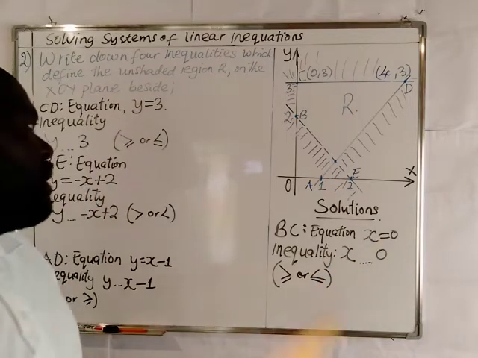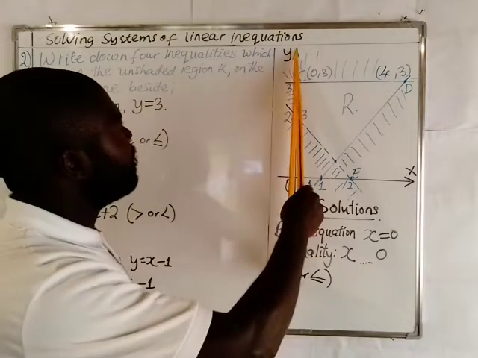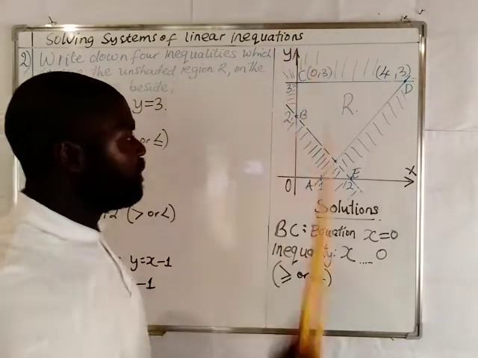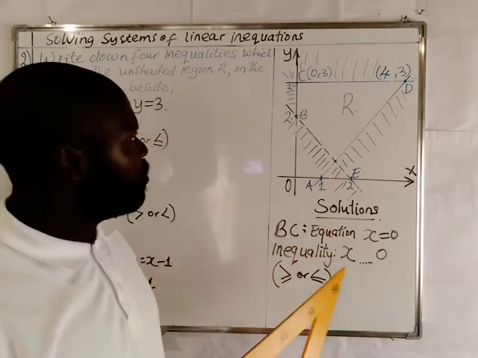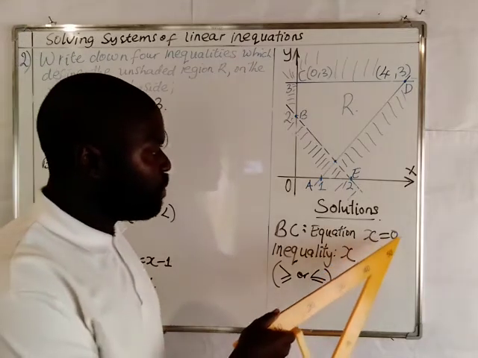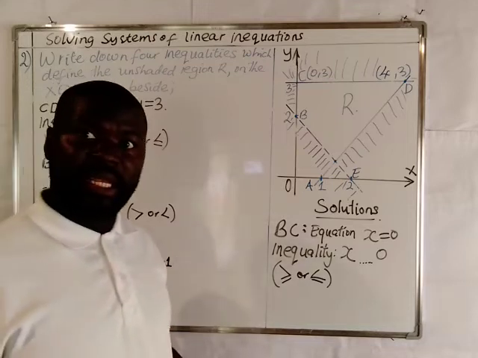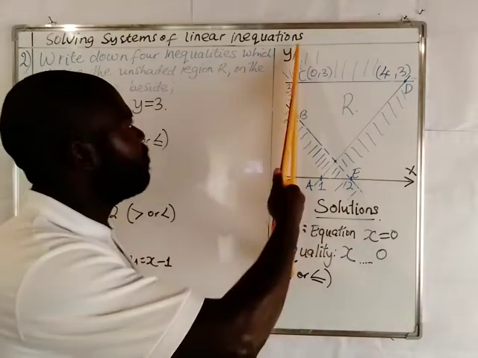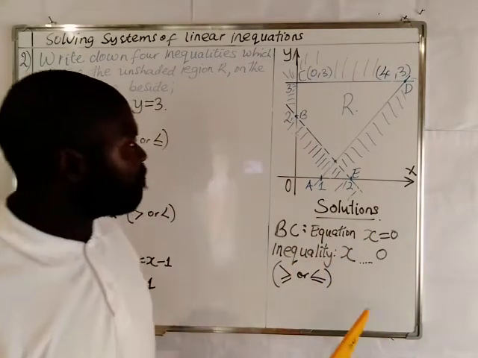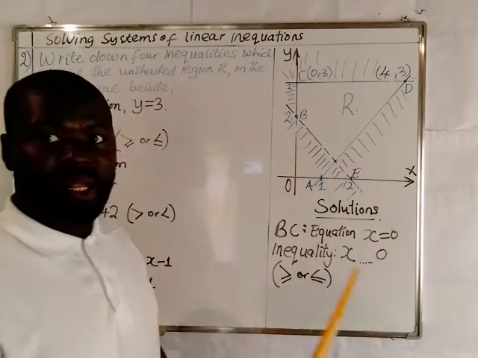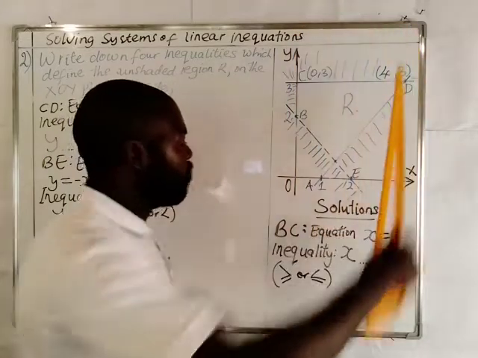Let's come up with the inequalities. The first inequality is for BC. As you can see, BC is along the y-axis, so the equation that we get there is x equals 0. As you know, the y-axis is also called the line x equals 0. Since BC is along the y-axis, the equation is x equals 0. It's a matter of us now converting this equation into the inequality that defines the region on the right-hand side here, because this is the region of interest.